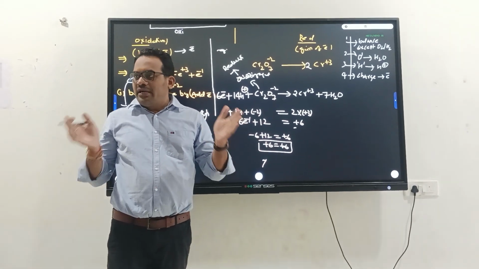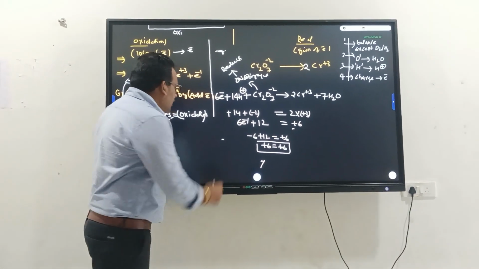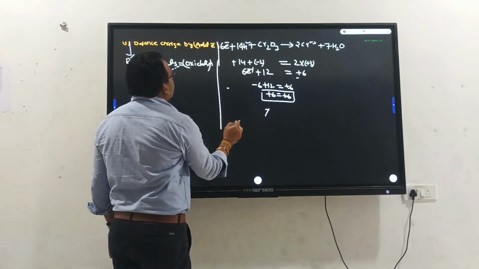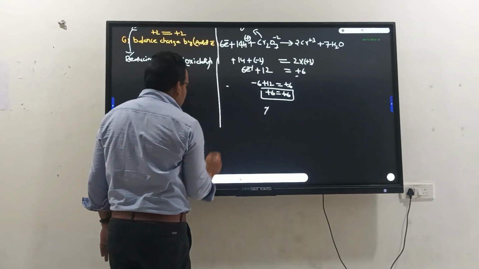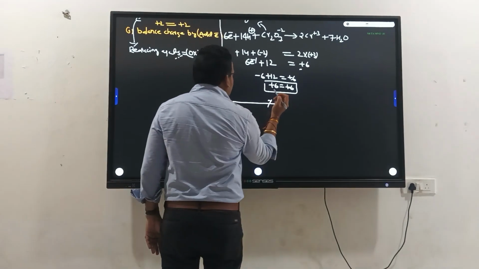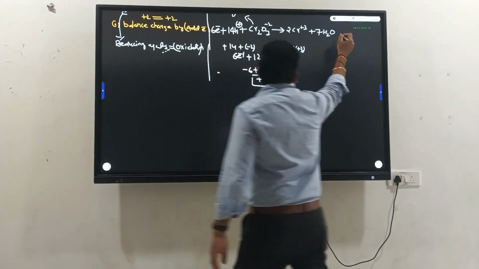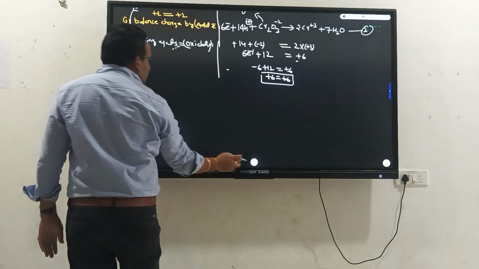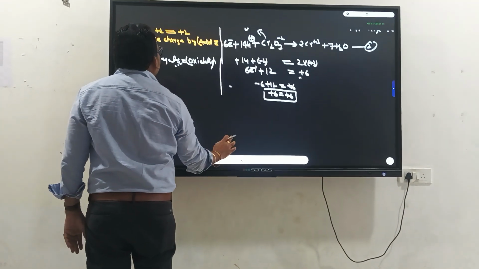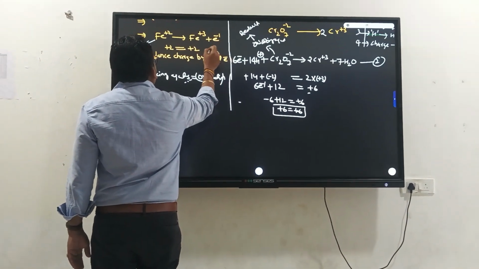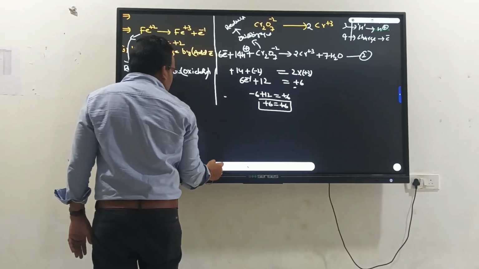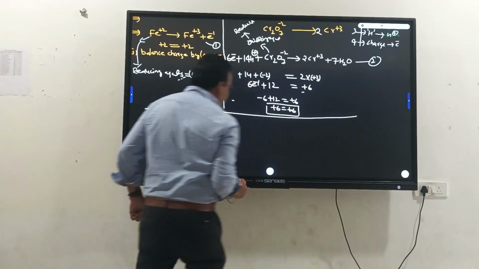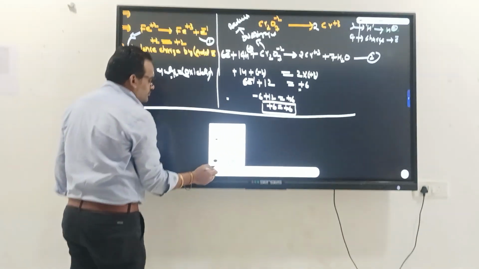Now you have to combine oxidation and reduction. How will you combine, children? Suppose this one I am taking as a 2 and this one as a 1. Now we have to balance the equation. How will you balance it?